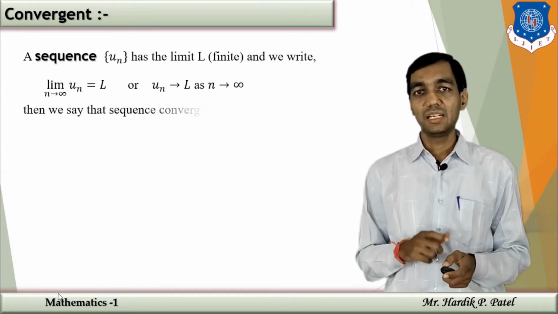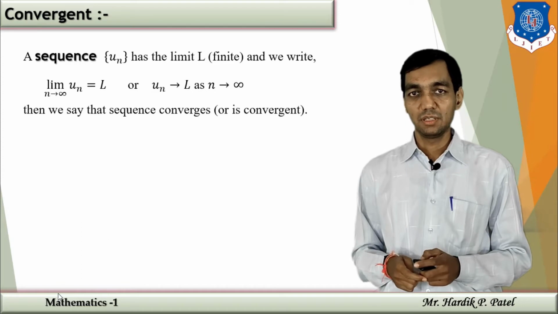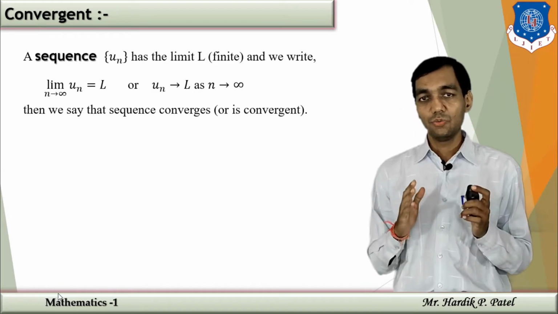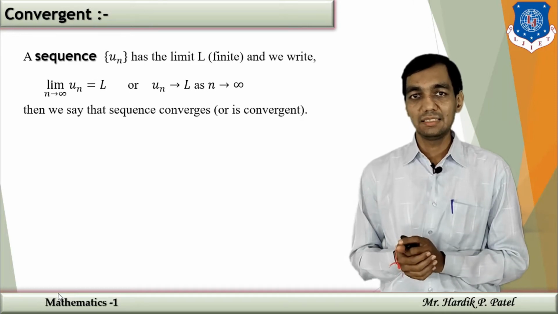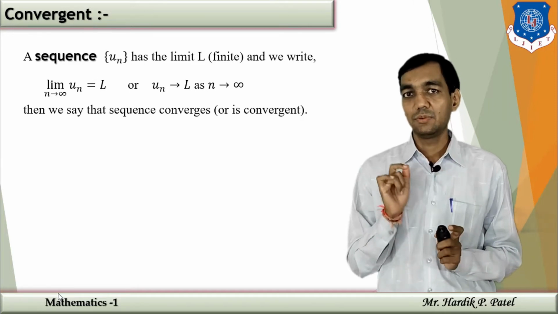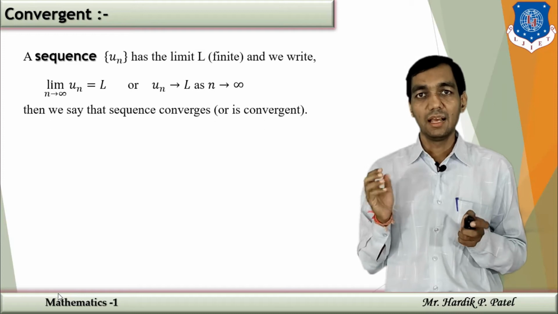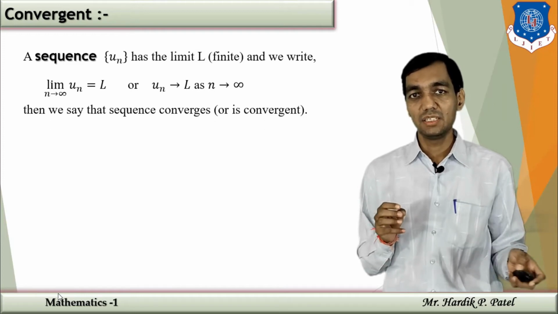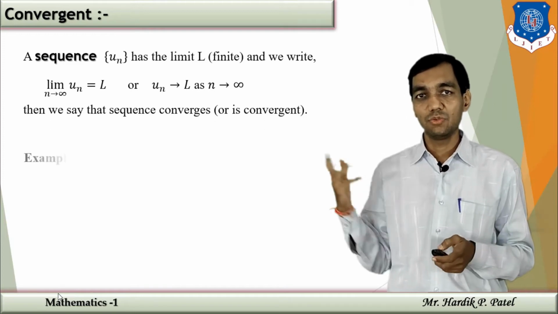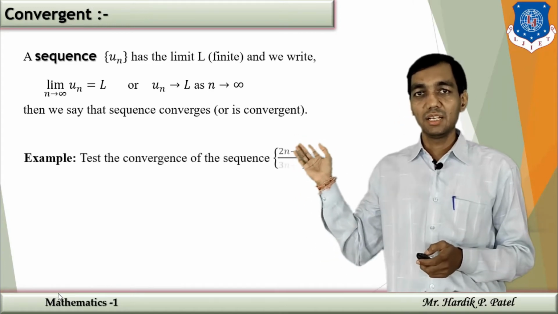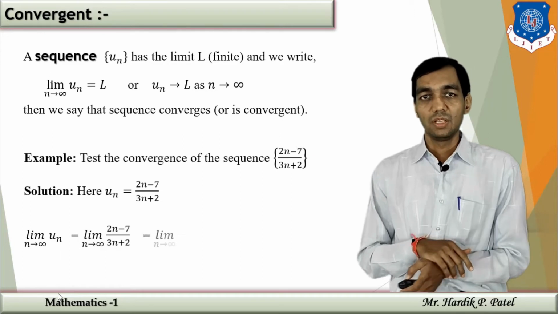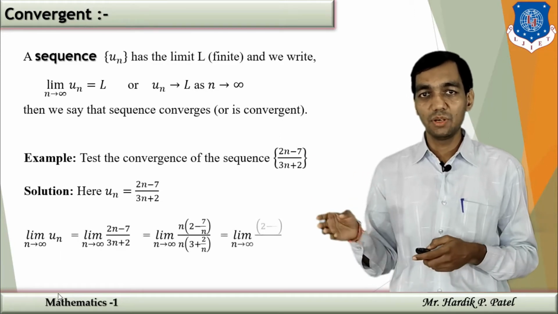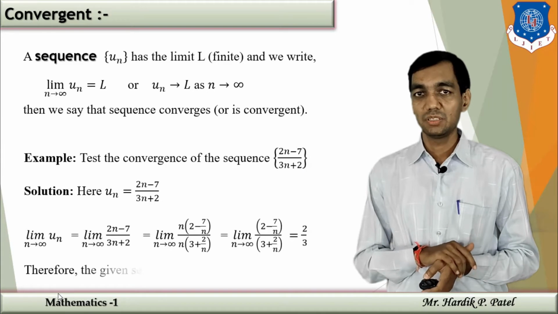Now the next topic is the convergence of a sequence, convergent sequence. For convergence, if the limit of the sequence un exists and is finite, then the sequence is said to be convergent. Now where the sequence is convergent, we are going to check out one example. Here we have taken the example (2n minus 7) upon (3n plus 2). That means you have un equal to (2n minus 7) upon (3n plus 2).